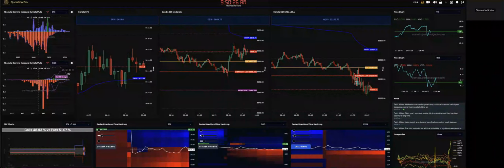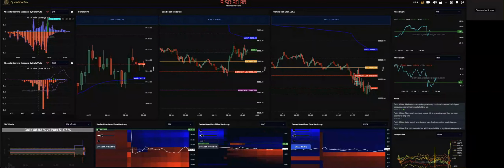Now, let's take a look here on SPX. For some reason, the letters up here are not good. But anyways, let's talk about the bars.